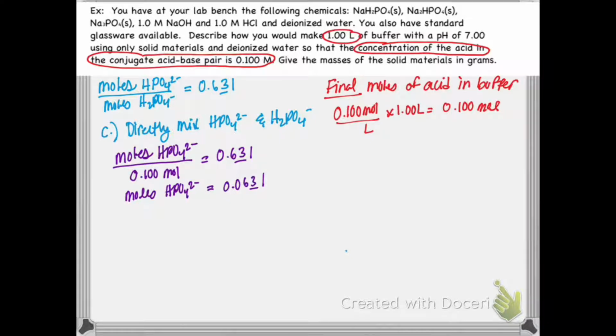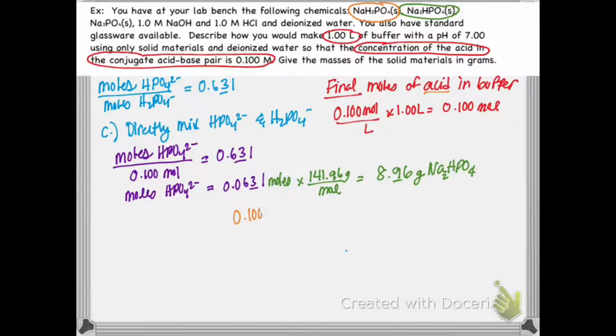So since we have the sodium salts of the conjugate acid-base pair, and it says they're solid, we can simply multiply the moles by the molar mass to get the mass of our buffer components. So we have our Na2HPO4. So that's where we get our HPO4 2 minus. So we multiply by the molar mass of Na2HPO4, 141.96 grams per mole. And that comes out then to 8.96 grams of the Na2HPO4 that we want to measure out in this buffer.